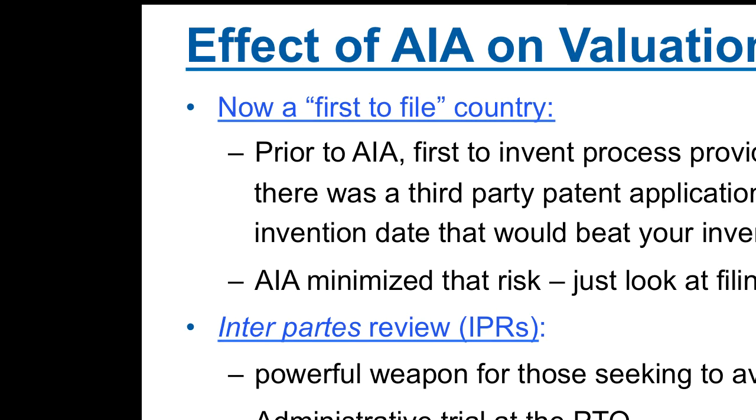So, a couple of things to be aware of for the new America Invents Act and how it may affect valuation. Now we're first to file. We're no longer first to invent. When it was first to invent, you never knew if somebody had invented before you until they brought it to your attention. Now that's changed, and for the most part, you can measure your filing date against the filing date of others, so it does help in valuing what you may have.